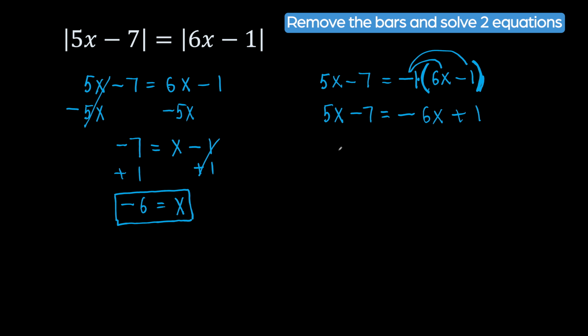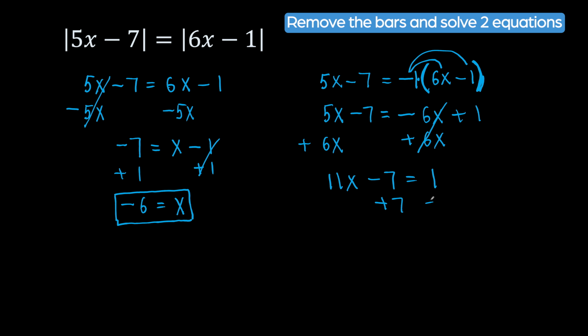Very good. Now, let's have x on the left side. So solve it however you're comfortable. I'm going to add 6x to both sides. 5x plus 6x, I have 11x. Minus 7 is equal to negative 6x plus 6x will go away. It will be 0. And on the right, I will have 1.